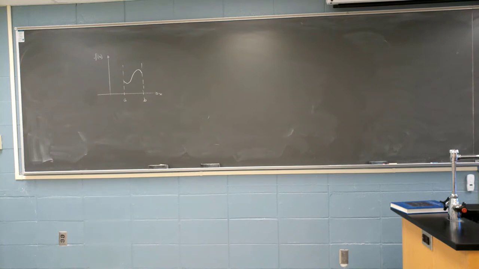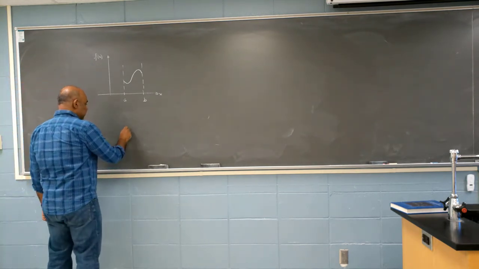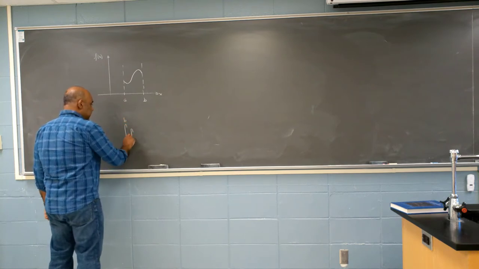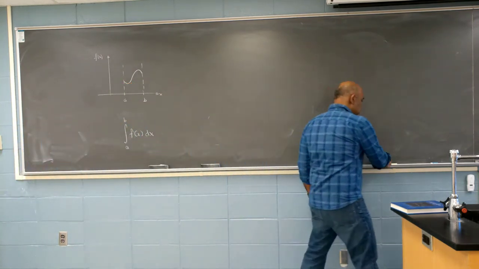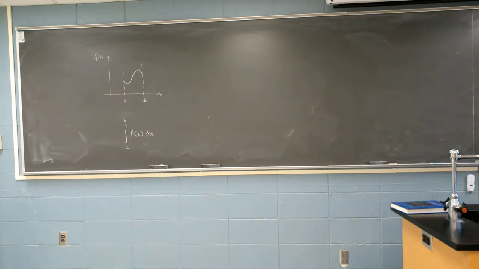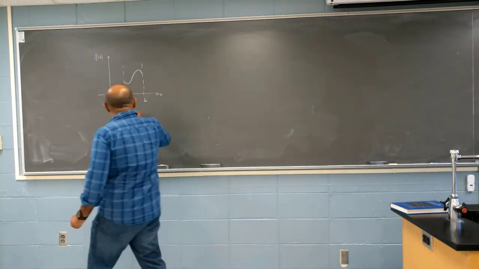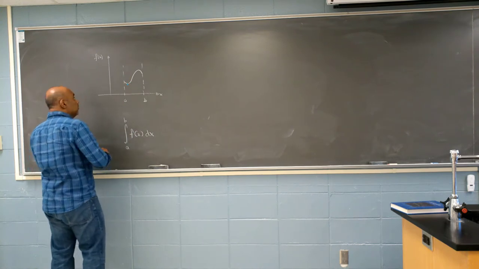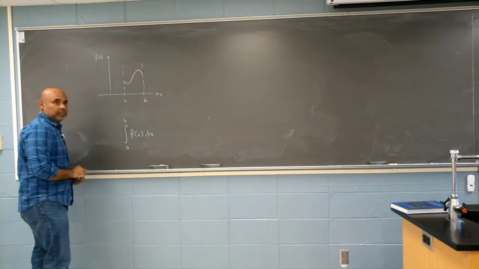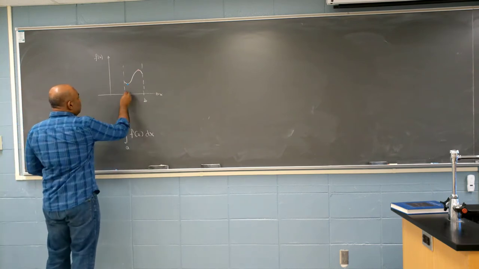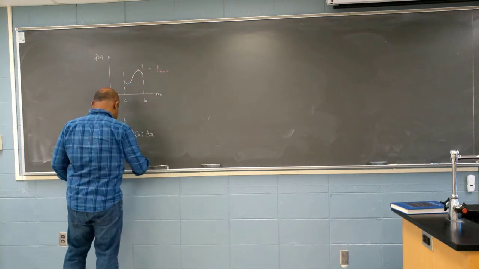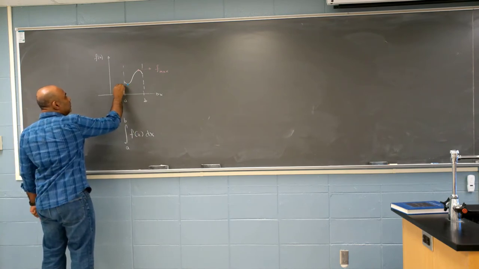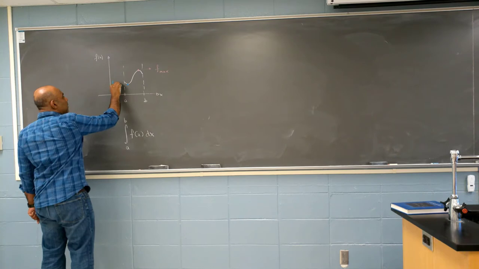And what I'm going to do is compute the integral of this function. So it'll be written as the integral from a to b of f of x dx. If you notice, this function has two interesting points. It has a maximum and a minimum. Correct? And I'm going to label these as f max and f min.